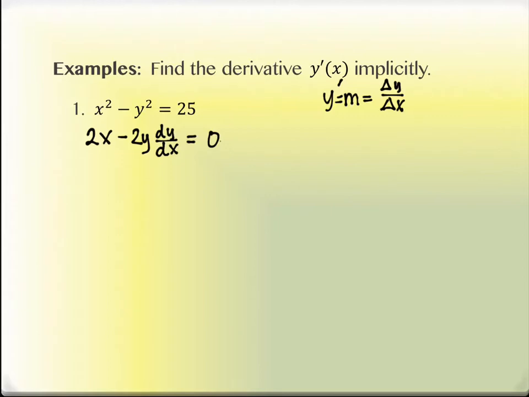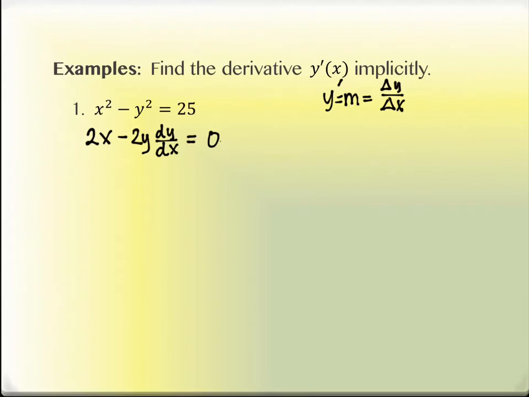It was very clean. Let me go back and remind you, if we actually solved this for y, we'd have a plus or minus, and we'd have a square root, and we'd have something underneath the square root, so we'd end up involving the chain rule. It'd be really messy. Okay?